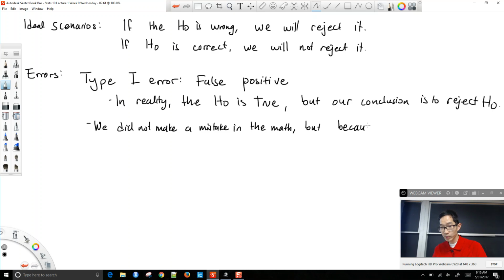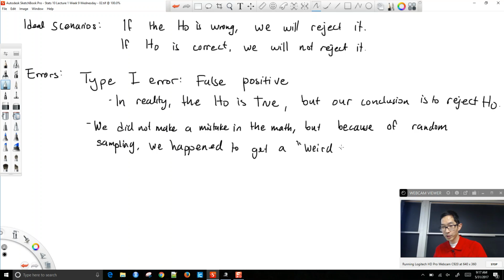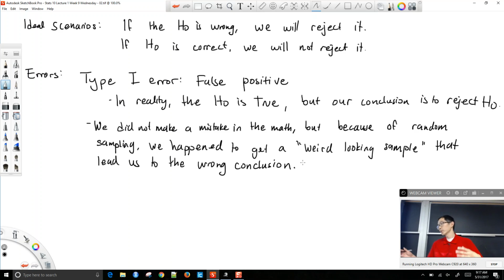But because of random sampling, we happen to get, quote, weird looking sample that led us to the wrong conclusion. So, for example, the bucket could truly be 17% green, but because of random sampling, perhaps we get a random sample that was 28% green, okay? Just because of random sampling.